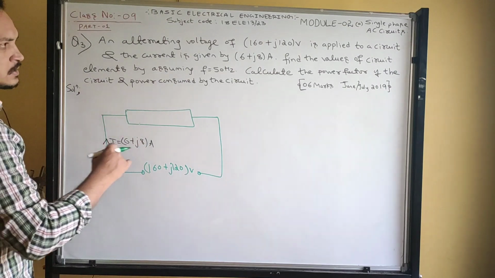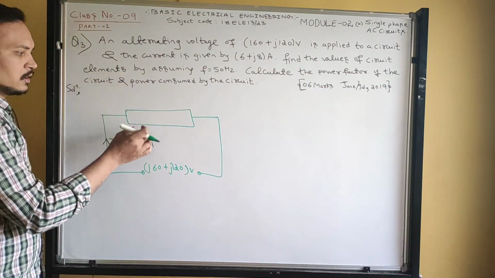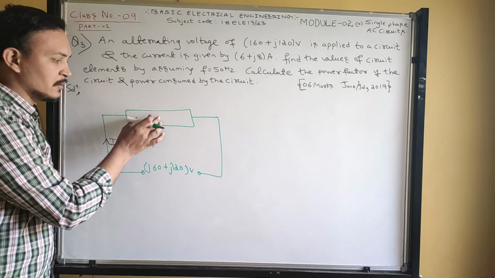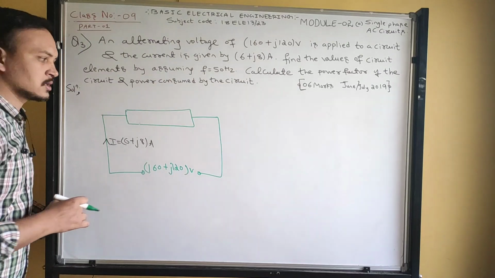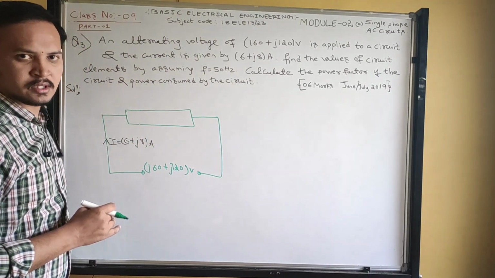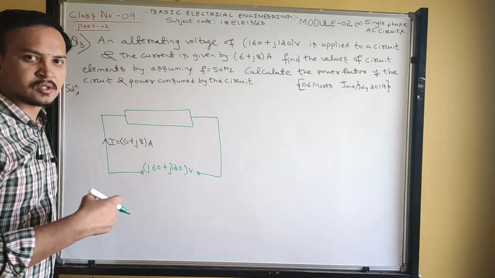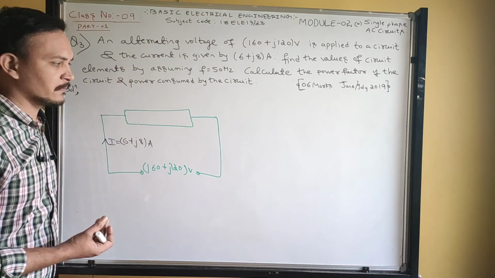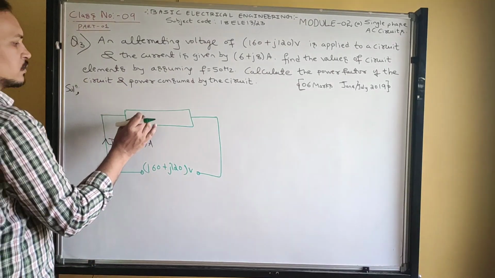So if that is the case, find the values of circuit elements. We don't know what elements this circuit will have. Maybe resistance and inductance in series, resistance and capacitance in series, resistance and inductance in parallel, resistance and capacitance in parallel. So anything can be possible. So you should find those elements.